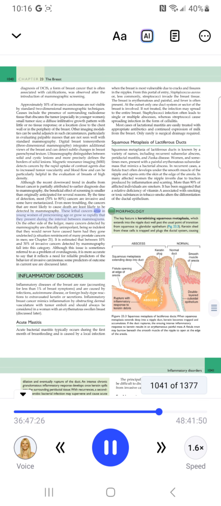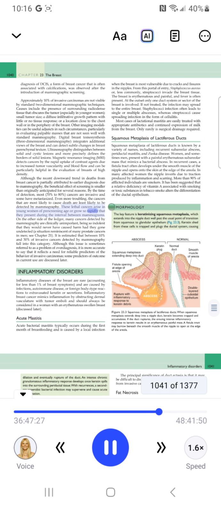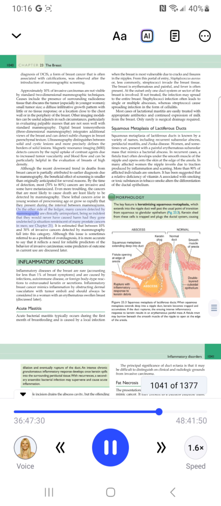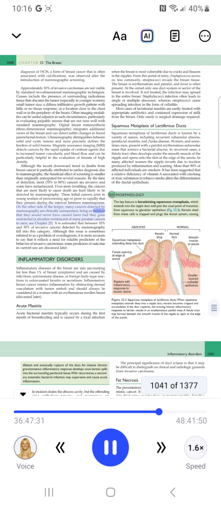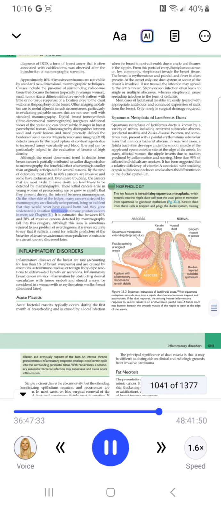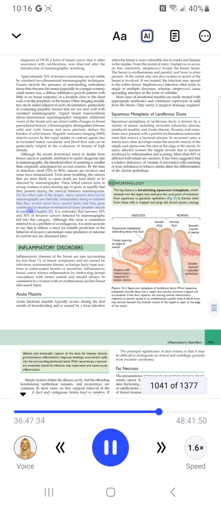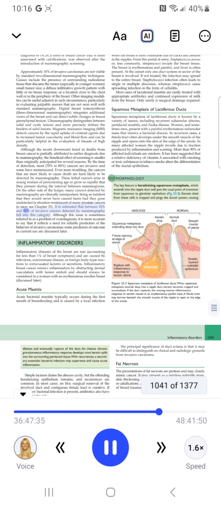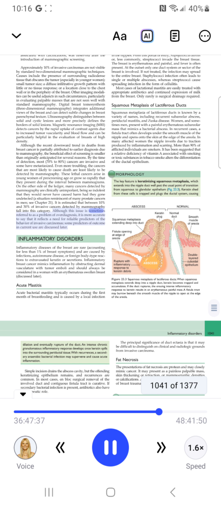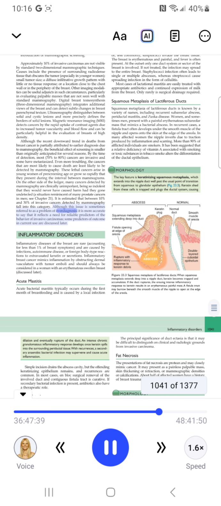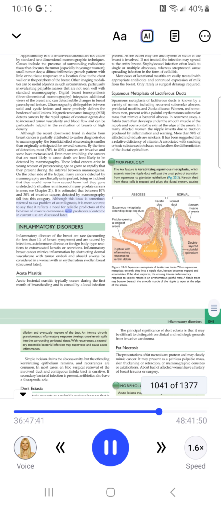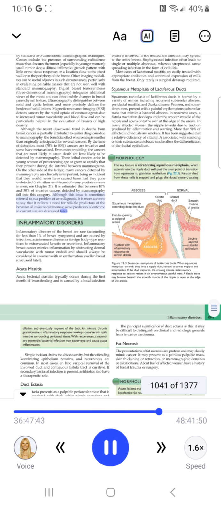These lethal cancers arise in young women of pre-screening age or grow so rapidly that they present during the interval between mammograms. On the other side of the ledger, many cancers detected by mammography are clinically unimportant, being so indolent that they would never have caused harm had they gone undetected, a situation reminiscent of many prostate cancers in men, see Chapter 21. It is estimated that between 10% and 30% of invasive cancers detected by mammography fall into this category. Although this issue is sometimes referred to as a problem of overdiagnosis, it is more accurate to say that it reflects a need for reliable predictors of the behavior of invasive carcinomas. Some predictors of outcome in current use are discussed later.